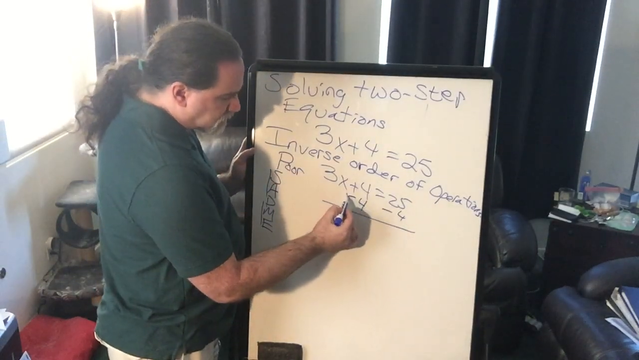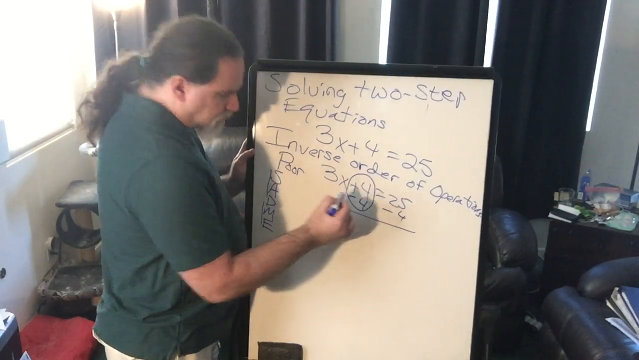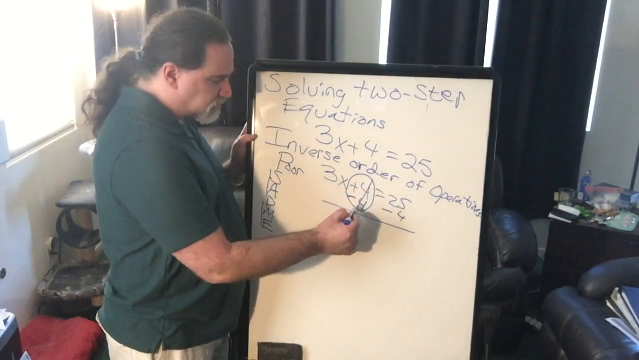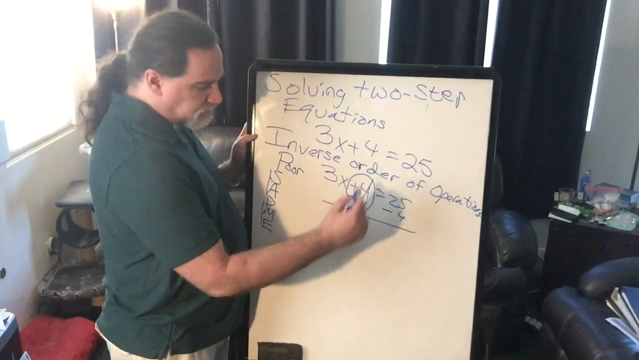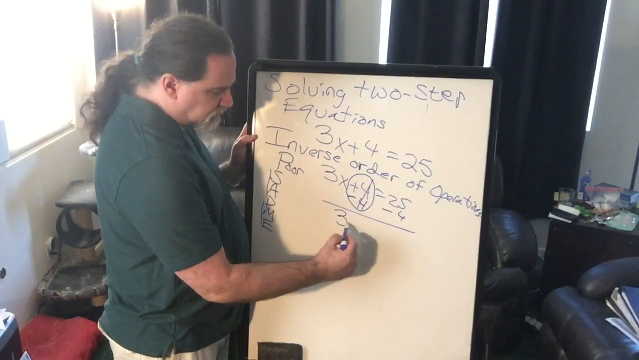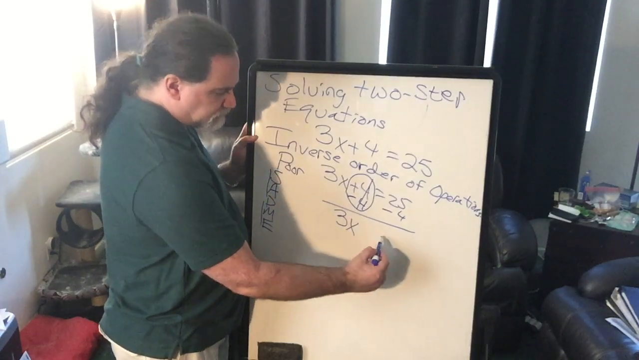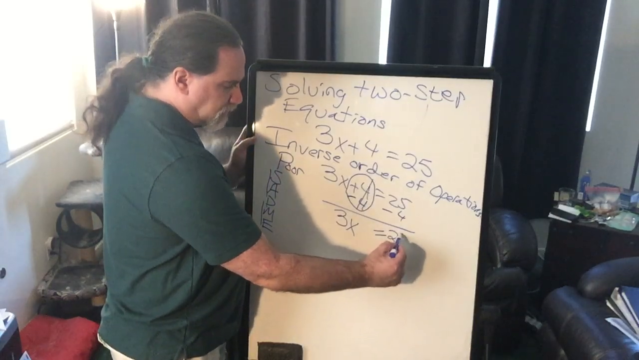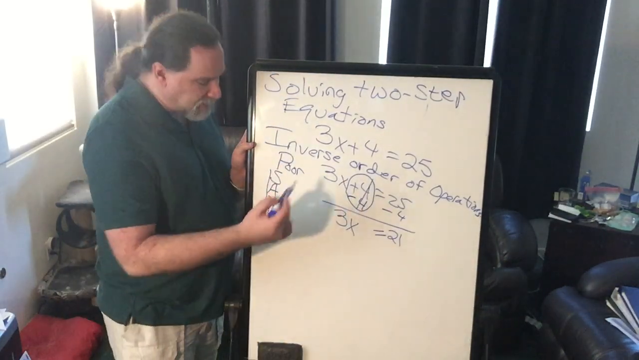So this is now 0. Positive 4 and negative 4 make 0. So this is gone. And you don't need to cross it out or anything. I'm just doing this for emphasis. Leaving me with the 3x. 25 minus 4 is 21. Now I go back to my little list.